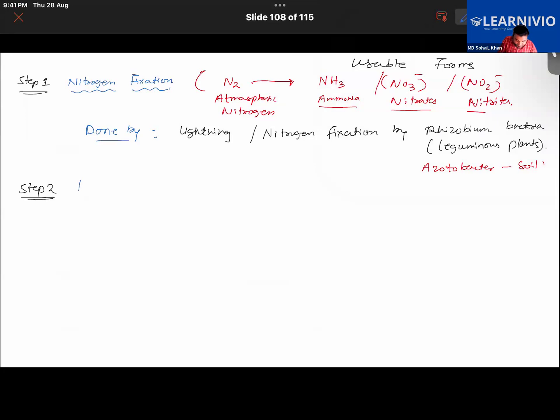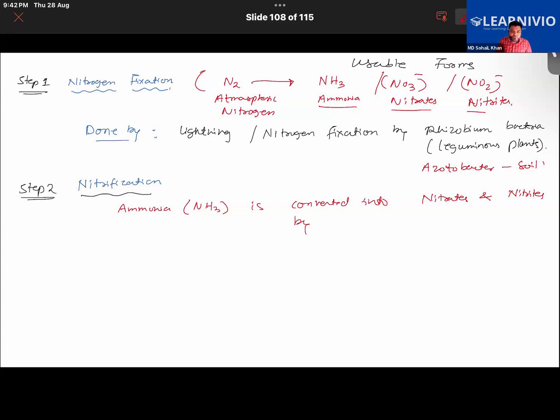The other step was nitrification. Now, in this, what happens? Ammonia is converted into nitrates and nitrites by nitrifying bacteria found living in the soil. In this, what is happening? Ammonia, that is NH3, is now being converted into nitrates and nitrites by a special type of bacteria found living in the soil, which we call nitrifying bacteria.